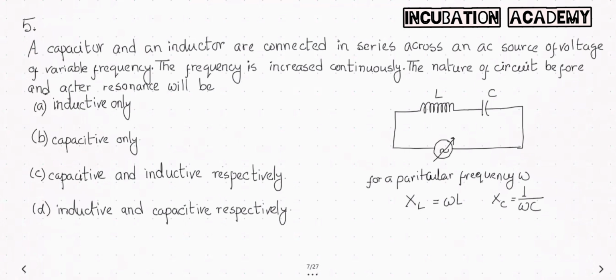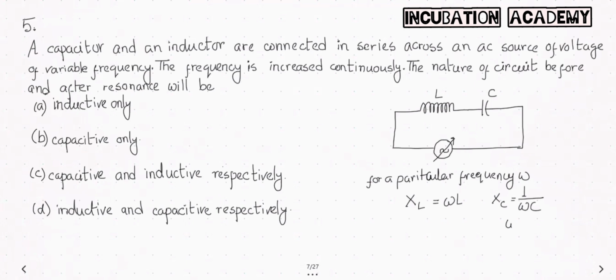So it is quite evident that when omega is very small, then Xc is dominating, because omega is kept in the denominator of Xc. But when omega is greater, then Xc becomes less, that is, the capacitive reactance becomes less, and the inductive reactance becomes more.